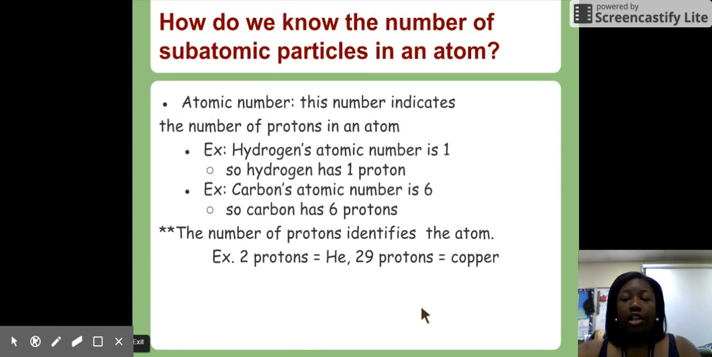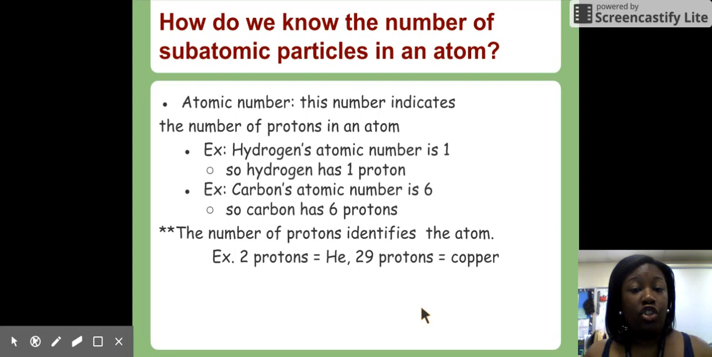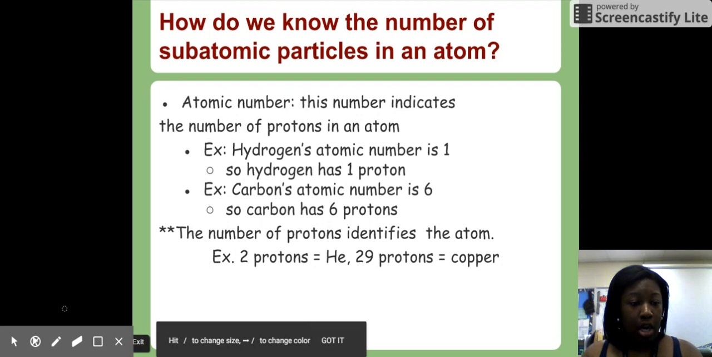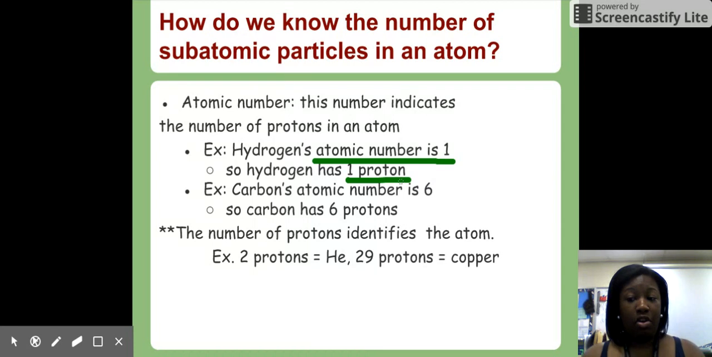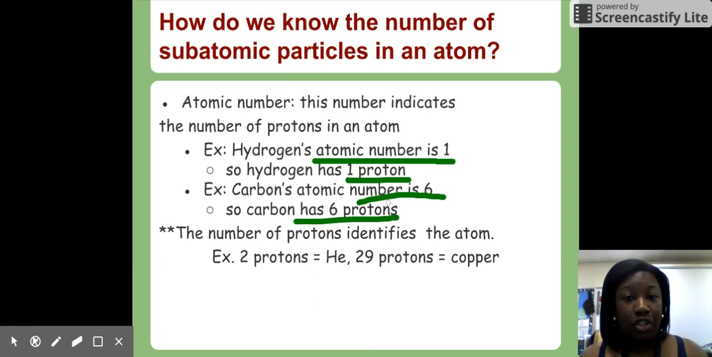So, all right, so how do we know the number of subatomic particles in an atom? So an atomic number is the number that indicates the number of protons in an atom. So when we look at the periodic table and we look at hydrogen, the atomic number is 1. So it has 1 proton, okay? So hydrogen has 1 proton, okay? So if carbon is atomic number 6 on the periodic table, then it has 6 protons. In your notes, I would definitely write these 2 examples down.